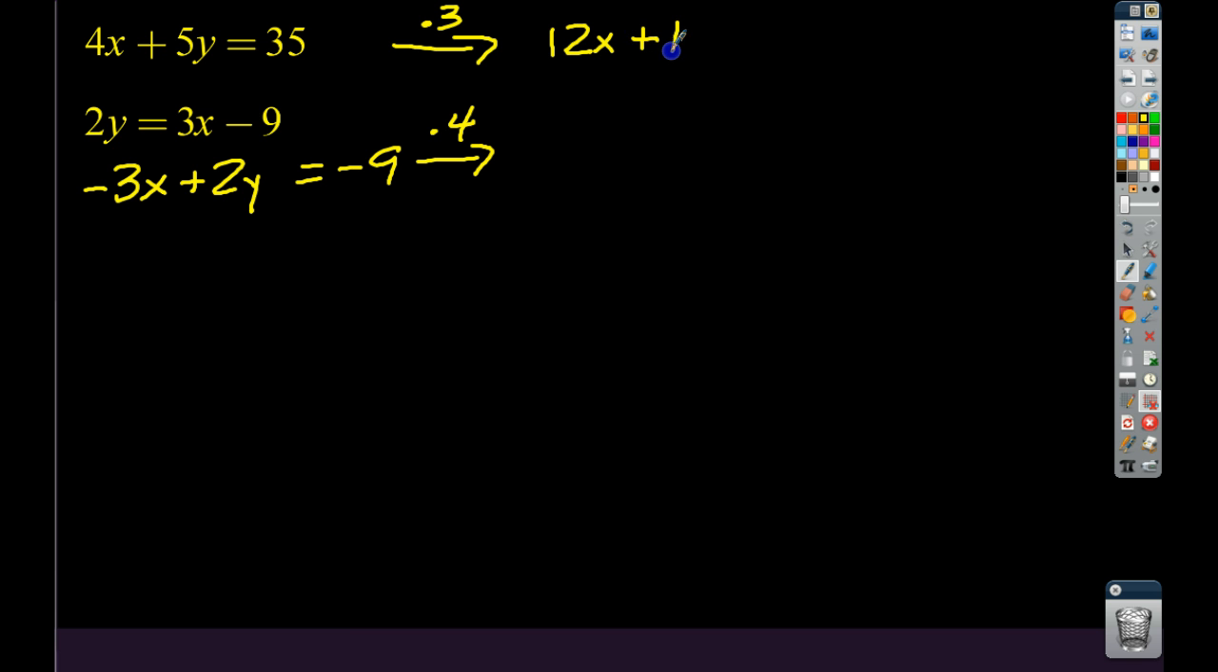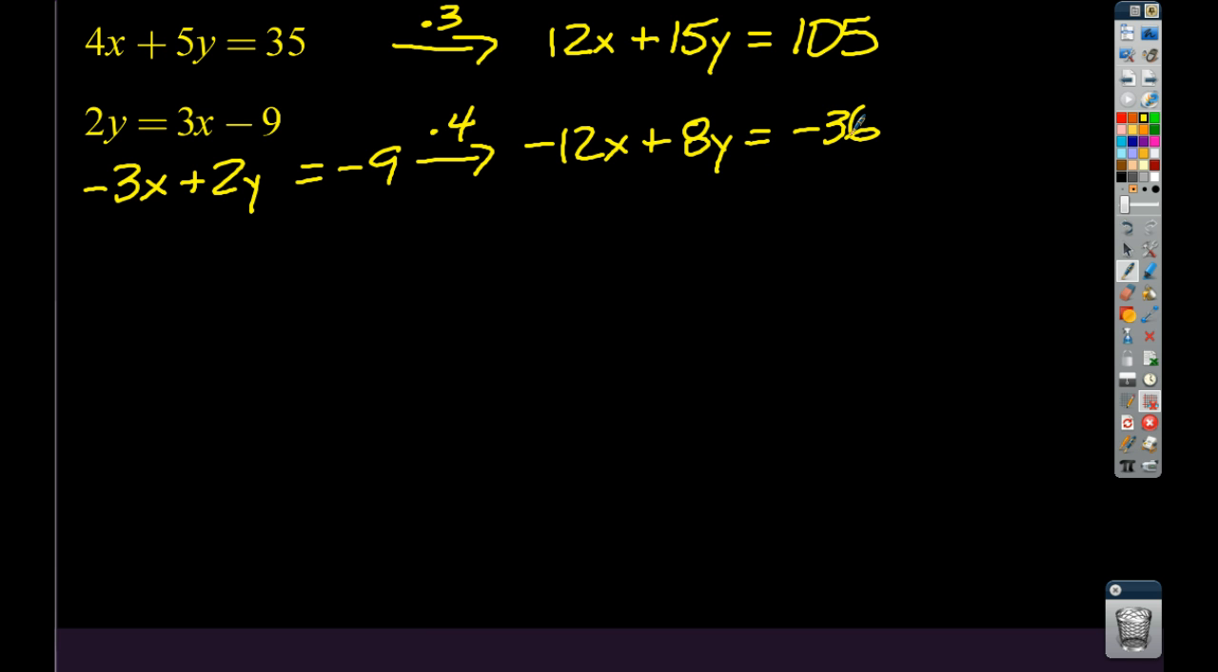4 times 3 is 12x, plus 5 times 3 is 15y, and 35 times 3 is, let's see, 35, 70, 105. Okay, and now we'll multiply this one. -3 times 4 is -12x. 2 times 4 is 8y. And -9 times 4 is -36.